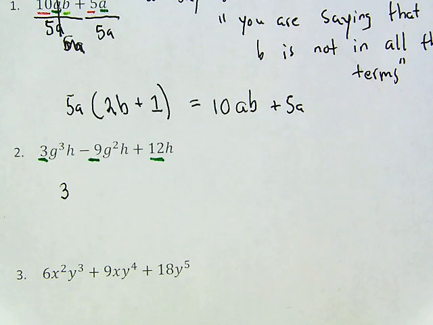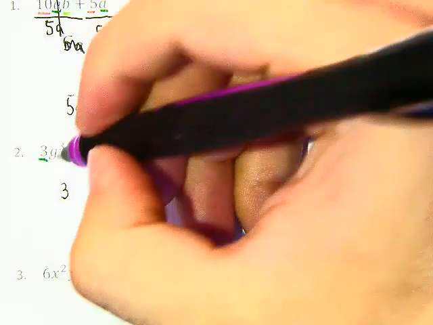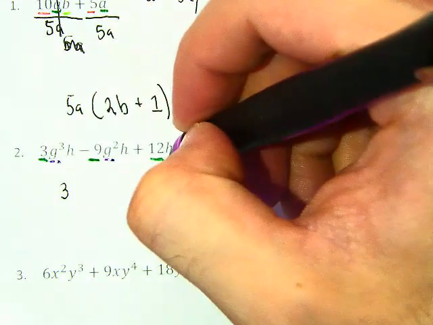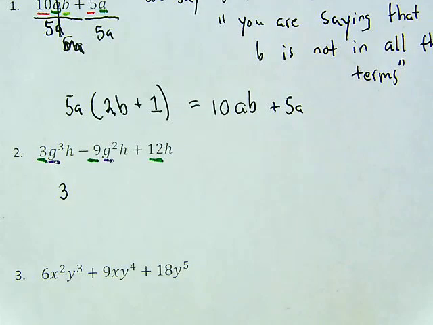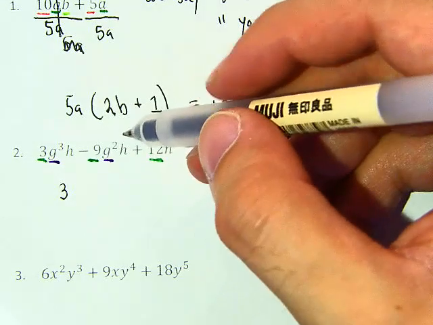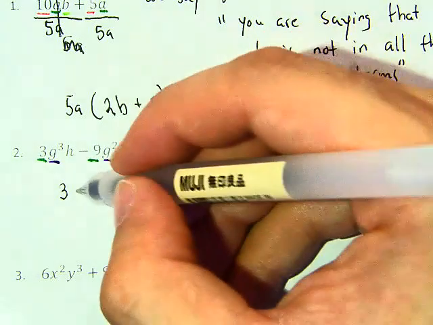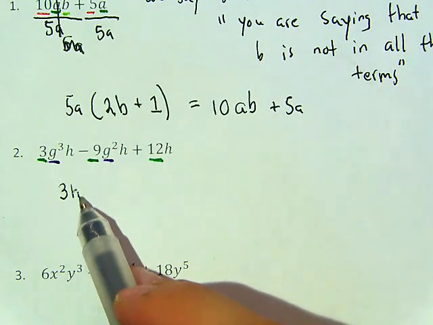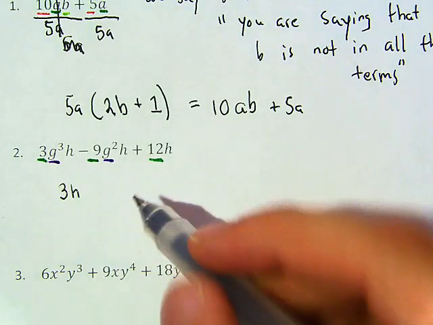What's the next one? What's the greatest common factor of g cubed, g squared? Oh, you see here, g is not common. Okay, so g is not common. What about h, and h? Yeah, just h. So you see 3h is the greatest common factor of this whole thing.